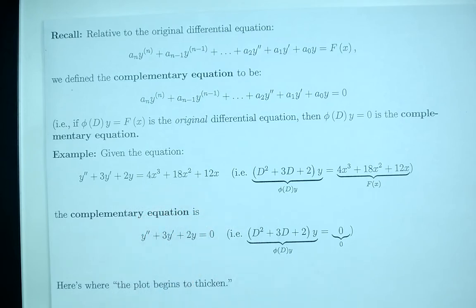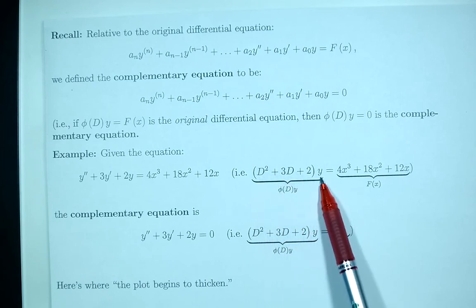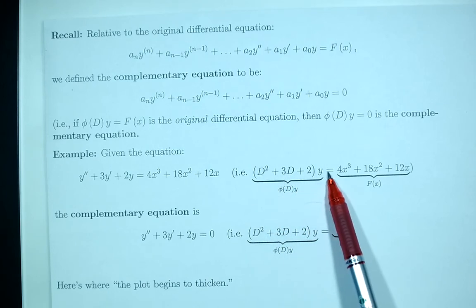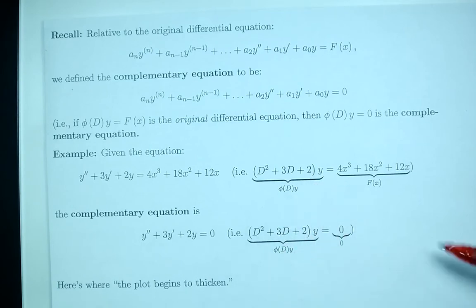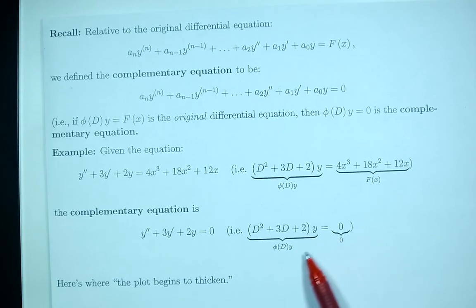In terms of the differential operator, it's D squared plus 3D plus 2 applied to y, that is second derivative of y, plus 3 times the first derivative of y plus 2 times y, equals f of x. Now the complementary equation is y double prime plus 3y prime plus 2y equals 0. Or in terms of the operator, second derivative of y plus 3 times the first derivative of y plus 2 times y equals 0. In other words, phi of D times y equals 0.